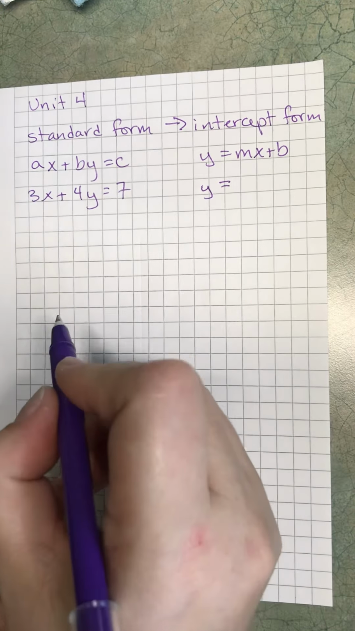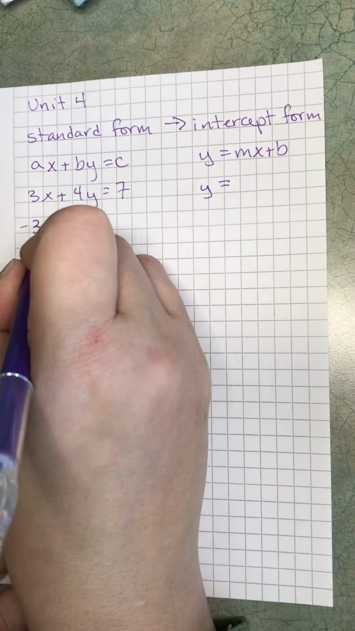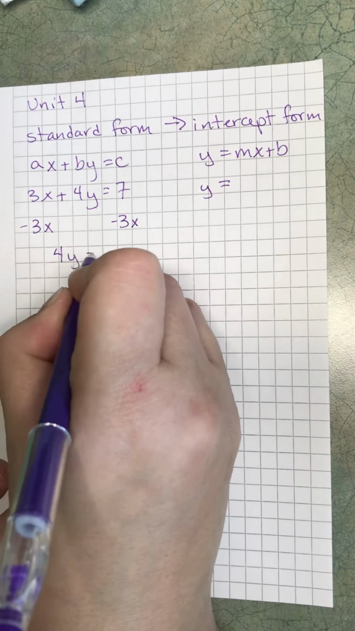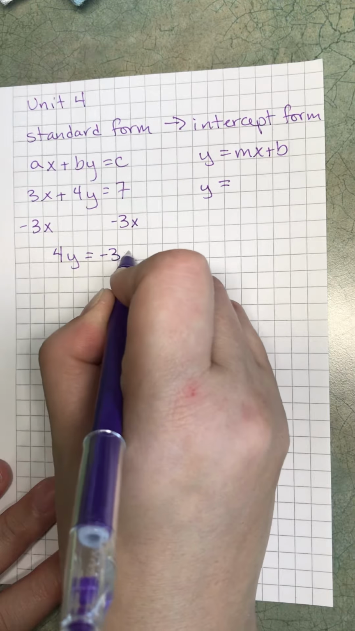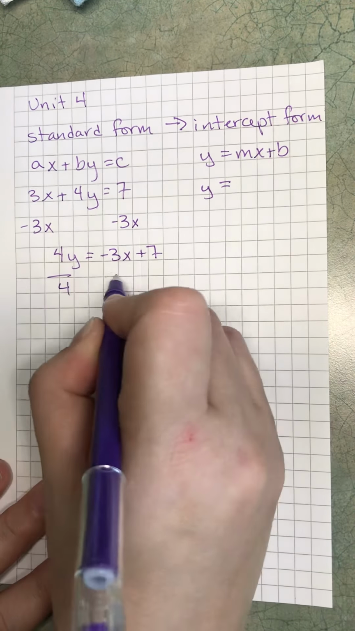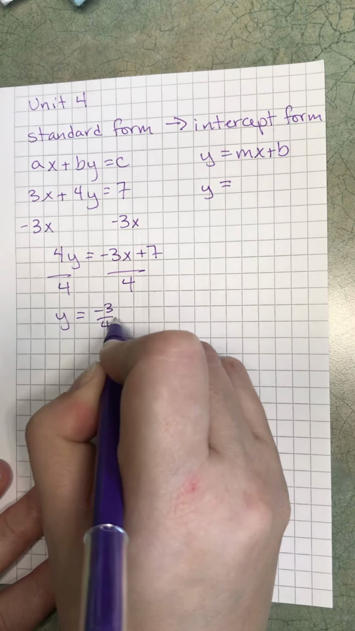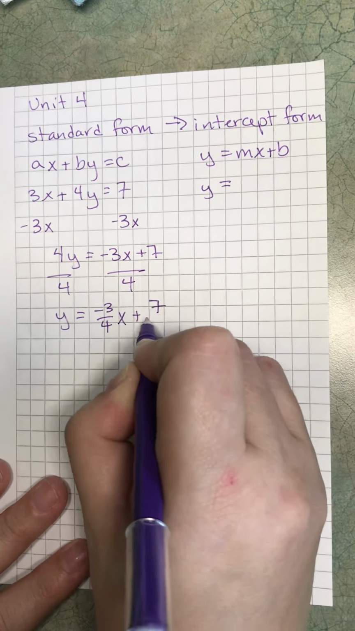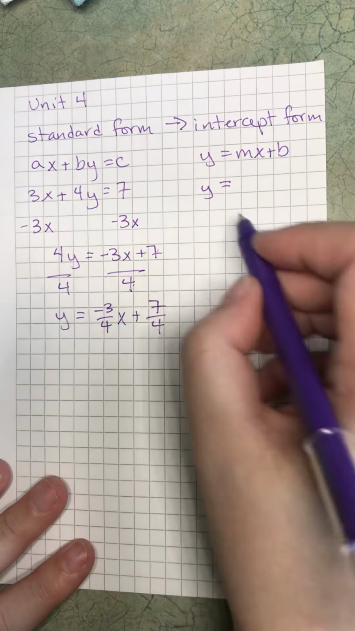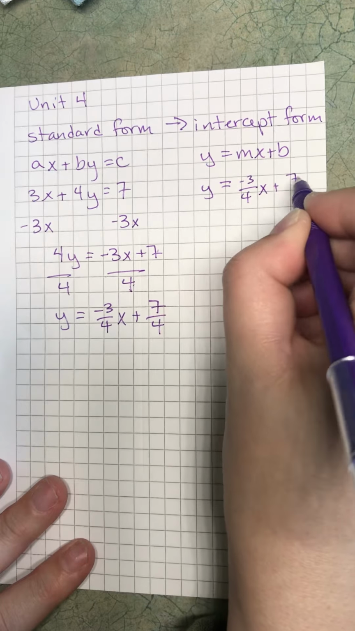I'll show you. So I'm trying to get y by itself. So I'm going to subtract 3x from both sides. So now I have 4y equals negative 3x plus 7. And then I'm going to divide by 4. So I got y equals negative 3/4 x plus 7/4. I have to remember to divide both of these by 4. So now that's my negative 3/4 x plus 7/4.